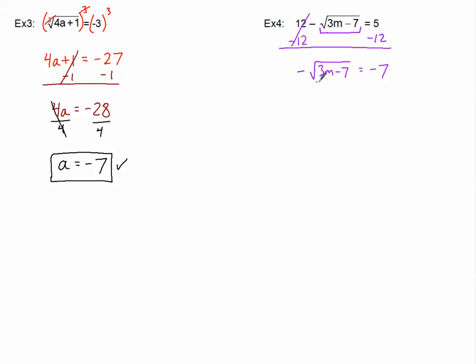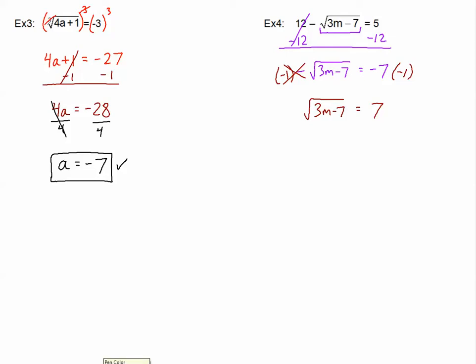I can divide by negative 1 or I could multiply by negative 1. Either one of those will get rid of the negative sign, and I'll have the square root of 3m minus 7 is equal to positive 7. A square root can be equal to positive 7, so we can continue.